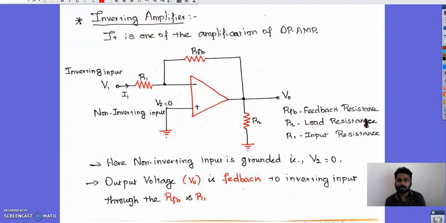And coming to the types of amplifier, the inverting amplifier, as I said earlier. Here only the inverting input is given to the circuit and the non-inverting input is grounded, that is V2 is equal to 0. So the output voltage is the feedback of the inverting input through the resistance. We have connected two resistances. One is the feedback resistance RFB and the other one is resistance R1. This feedback resistance is connected between the output voltage and the input voltage. That is what is mentioned here.